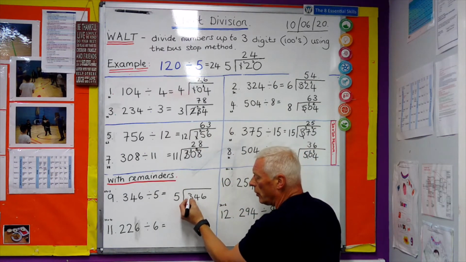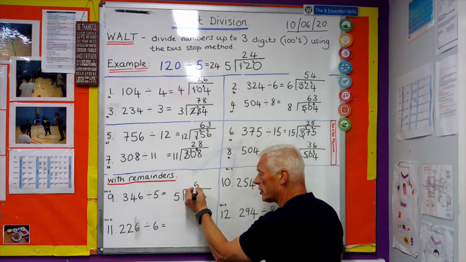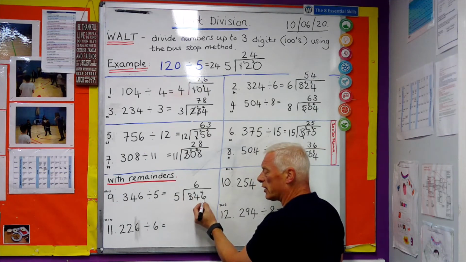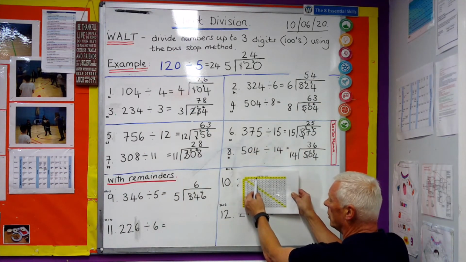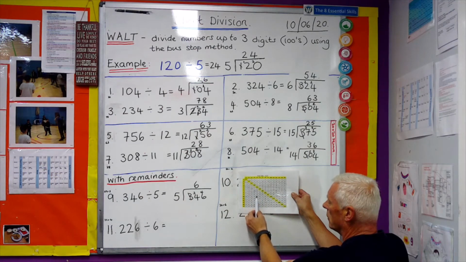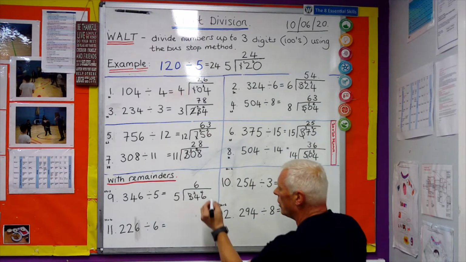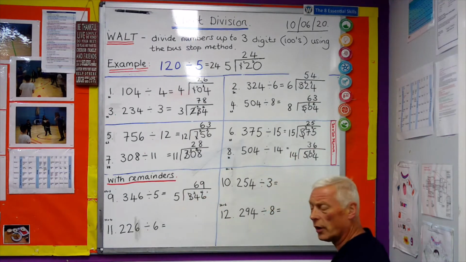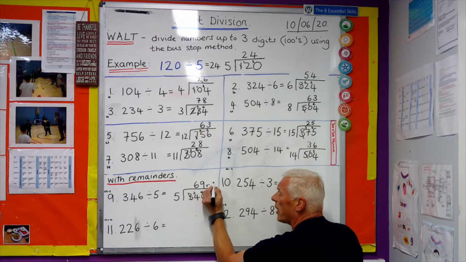5s into 3 don't go. 5s into 34, so 6 5s are 30. So it'll go 6 times, but I've got 4 left over. 5s into 46. Again, what you can do if you're struggling is to look at your 5 times table, move it down. Right, it goes into 45 9 times. So if it goes 9 times to 45, I've still got 1 left over. And because 5 won't go into 1, all you've got is to put that as a remainder.